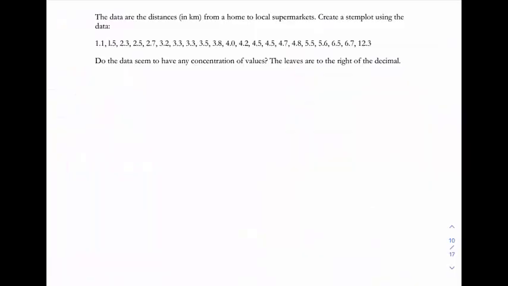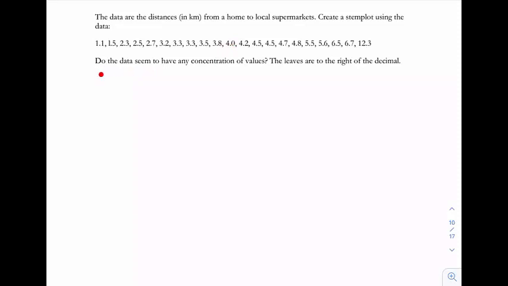All right, folks, welcome to section 2.3, graphs for quantitative data. Here what we're going to do is just one more example with a stem plot. This one says that we have the data in distances in kilometers from home to a local supermarket. Create a stem plot. You'll notice that all these values are also in order for our convenience, and they represent one place to the right of the decimal. Even if they're whole numbers, 4.0 kilometers is represented as 4.0.